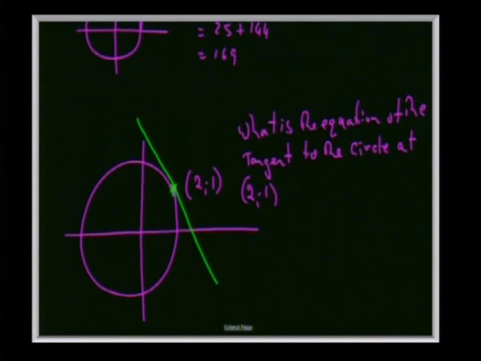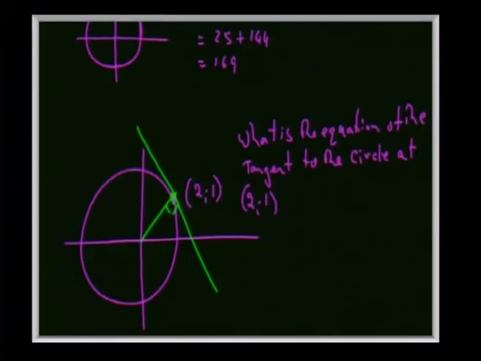Also, for those of you who remember your Euclidean geometry, the angle between a radius and the tangent is 90 degrees. Let's go and answer our question. What is the equation of the tangent to the circle? Now really, all the circle tells us is that the radius and the tangent are at 90 degrees. So my slope of my radius will be equal to 1 over 2, or a half.